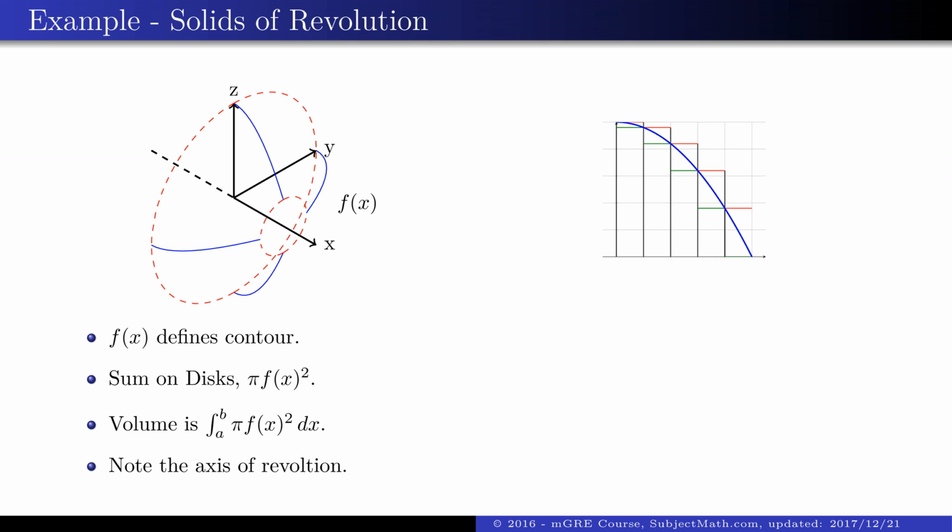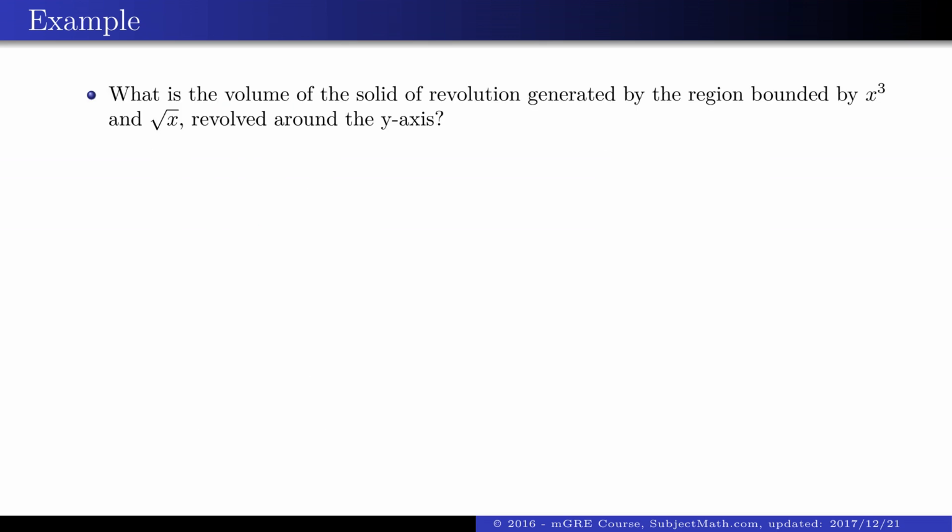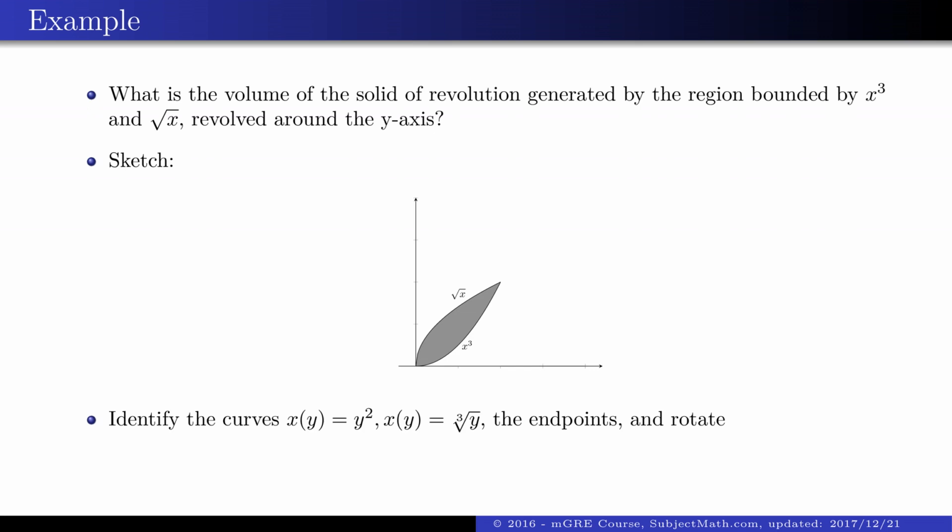In case the axis of revolution is the y-axis, we need to consider the contour as a function of y first, and then apply integration with respect to y. Read the following example. These are the curves that will define the contour. We need to deduce the curves' equations as a function of y. Notice the endpoints and calculate this integral, which is subtracting the volume of the solid generated by the inner curve from the volume of the solid generated by the outer curve.